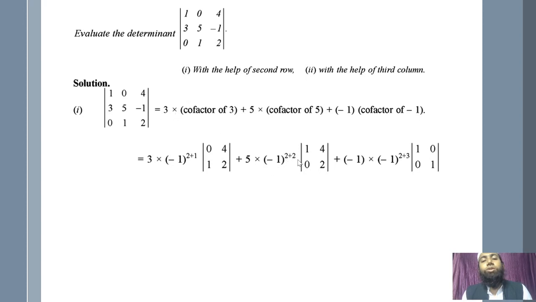So minus 1 raised to 2 plus 2, and the elements are, by skipping this column and this row, 1, 4, 0, 2. Likewise this minus 1 is present in the third column and in the second row. So 2 plus 3, and by skipping this element, the row and the column in which this element is present, the remaining elements are 1, 0, 0, 1, and we can easily calculate this: 0 into 2 minus 4.